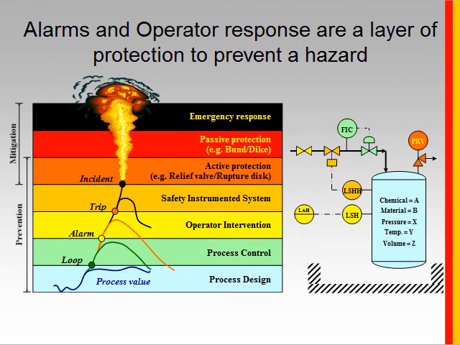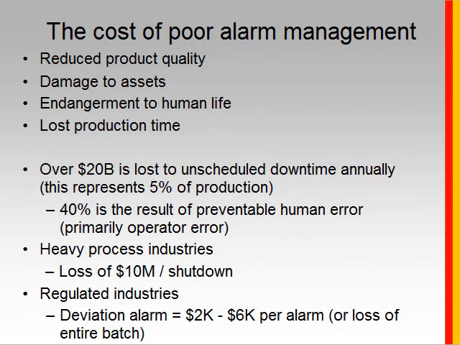And of course, from that, we also know the importance of alarms in the world of safety as a layer of protection. One of the first layers of protection in the effective design of a safety instrumented system. But poor alarm management doesn't always result in catastrophic accidents. In fact, for most companies, it results in other problems, more along the lines of reduced product quality, potentially damaging production assets, and where it really shows up the most is in the loss of production or downtime.